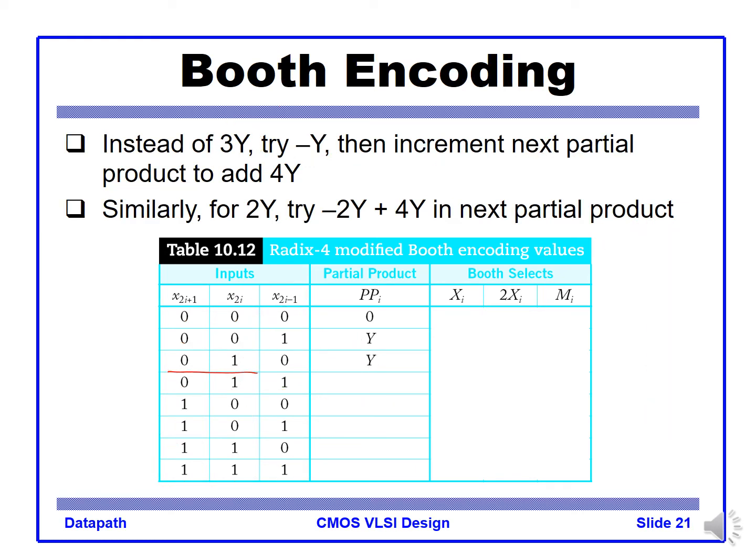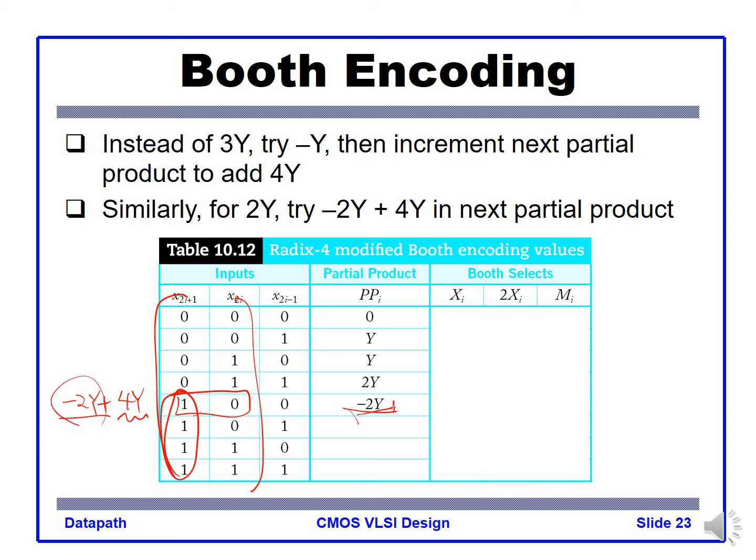Here, just y. Here, y, and coming in y, so 2y. Here, it's supposed to be 2y, but since the MSB in this group is 1, we allow 4y generation here. So that becomes minus 2y, right? So 4y is moved to the next group as y in that group, right?